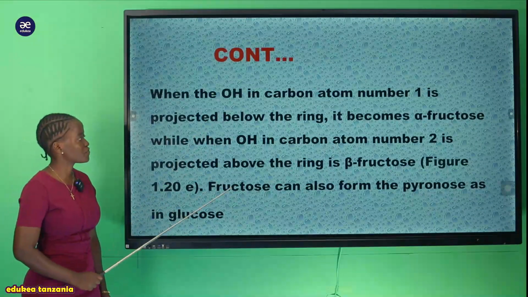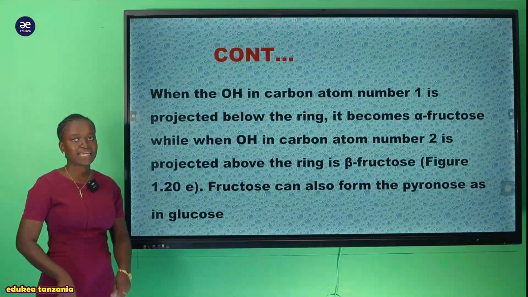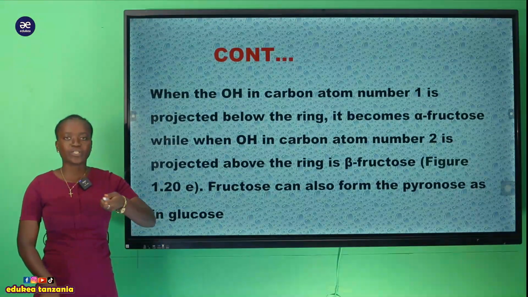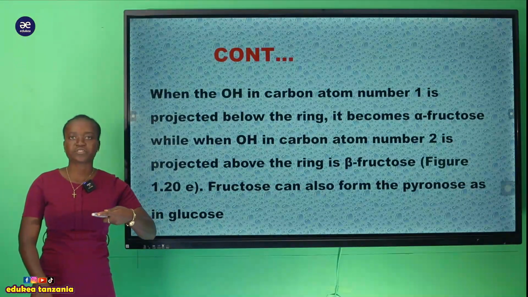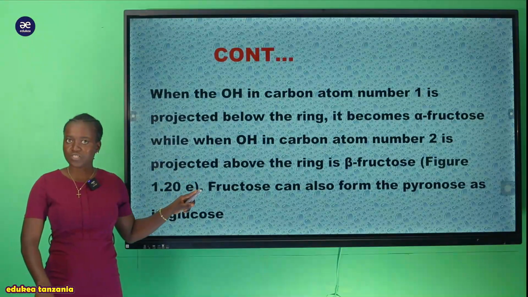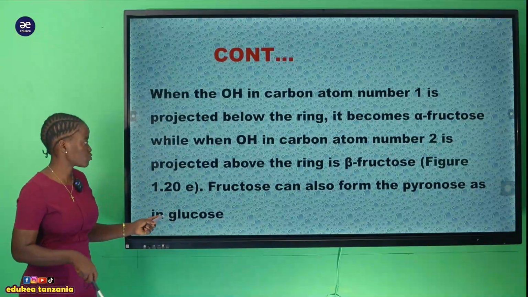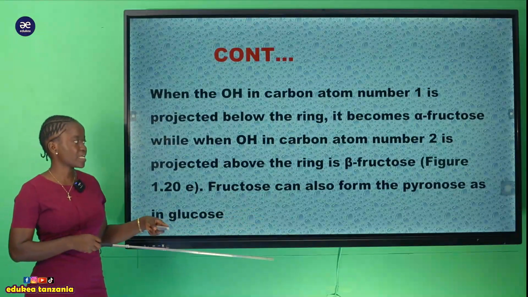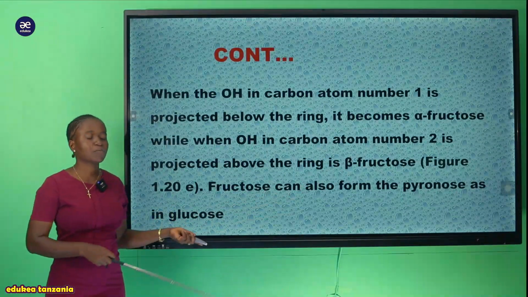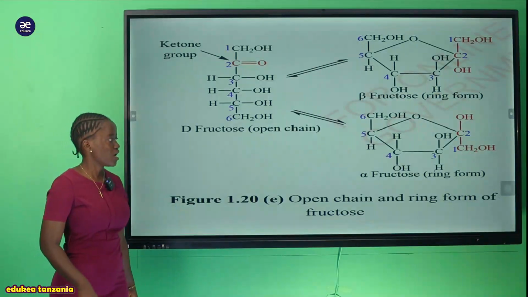Kwa maana kwamba utofauti wake tu ni pale ambapo kwenye carbon number 2 ya hii fructose, zile orientation ambazo zinapatikana za hydroxyl group ndio ambayo sasa inatofautisha kati ya fructose, galactose na glucose. Pia hapa tumesema kwamba fructose na yenyewe ina ile characteristics ya kuweza kuform pyranose kama glucose. So now let's see this structure.